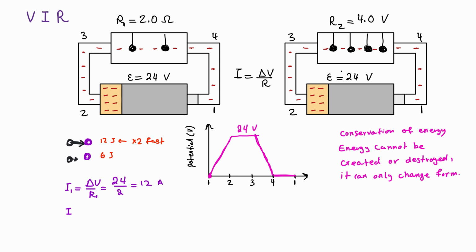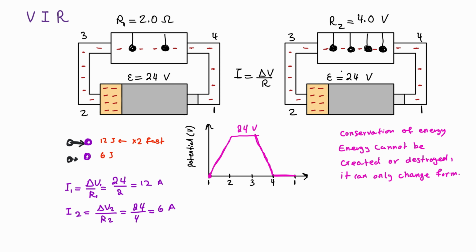In the second one, I2, for the second circuit, delta V, this is V1, this is V2, they're the same, R2, and I have the same amount of energy that's being lost here between here and here. Again, it's the same amount. I'm losing 24 joules of energy, or 24 volts, because it's per unit charge. Resistance here, however, is 4, and that would mean that it's 6 amps.